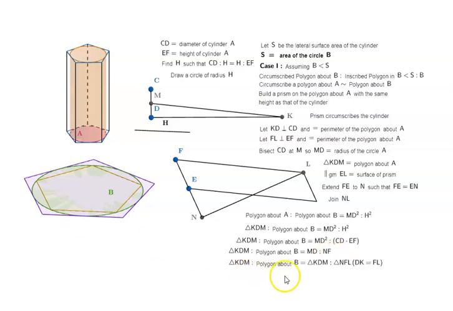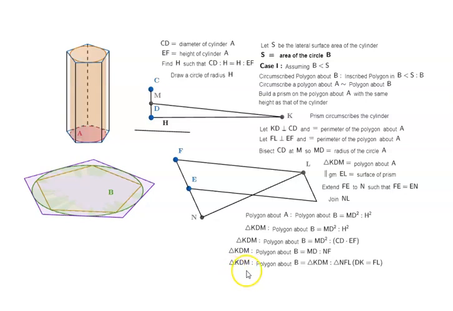Now triangle KDM is to polygon about B is equal to triangle KDM is to triangle NFL. Now here, remember, DK is equal to FL. The areas are in proportion.